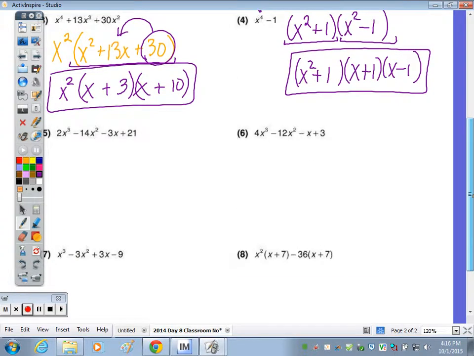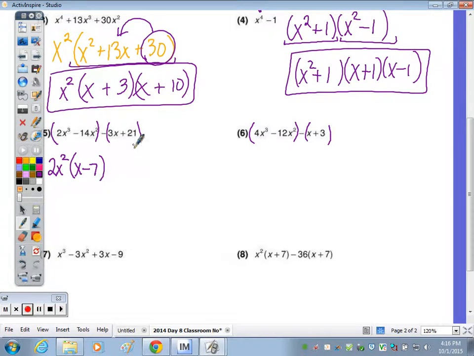Number 5 has the 4 terms, so that's factoring by grouping. So we go ahead and group. Same as 6, go ahead and group. Now, GCF for the first binomial is 2x squared. They both are even. The lowest exponent is the 2. So in parentheses, we have 2x squared times x to get the x cubed, minus 7.